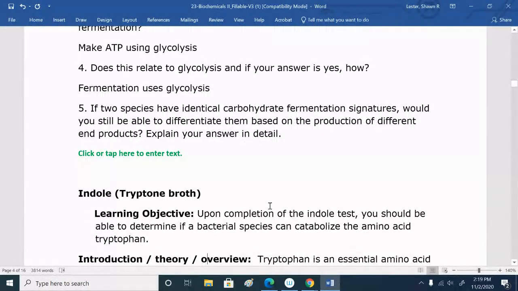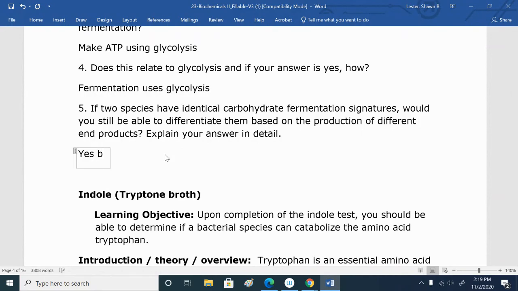So if two species have identical carbohydrate fermentation signatures, would you still be able to differentiate them based on the production of different end products? So first, yes or no, can you differentiate two different fermenting bacteria based on their end products? Yeah, by the bubbles, maybe? Well, yes, because right, so if they produce different end products, you can test for them.